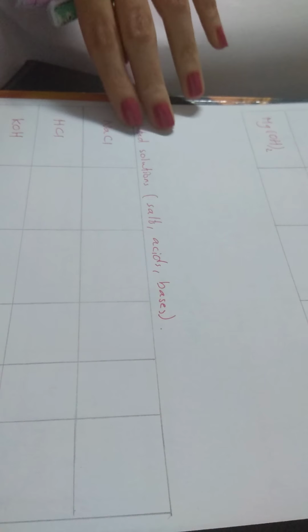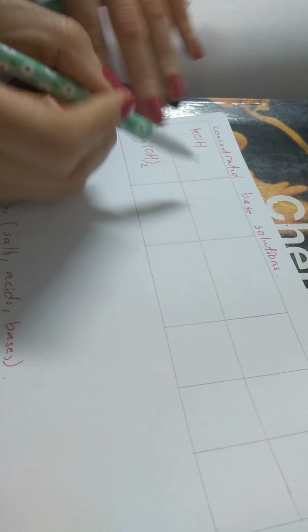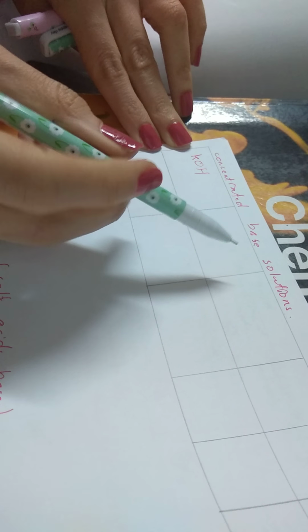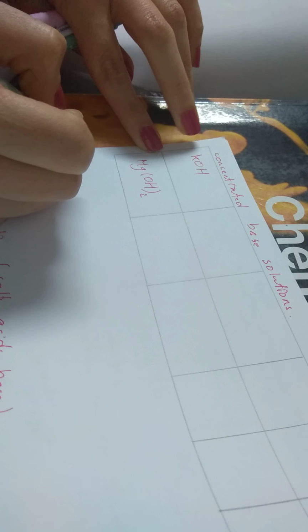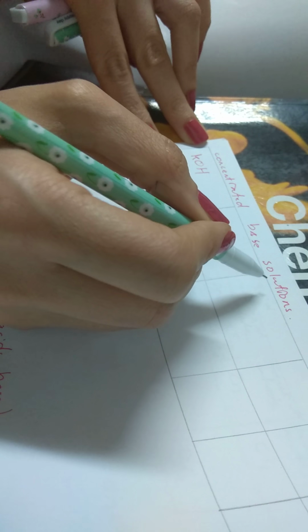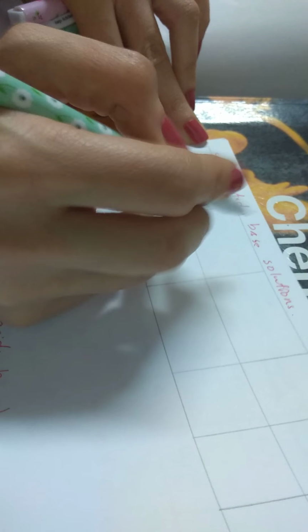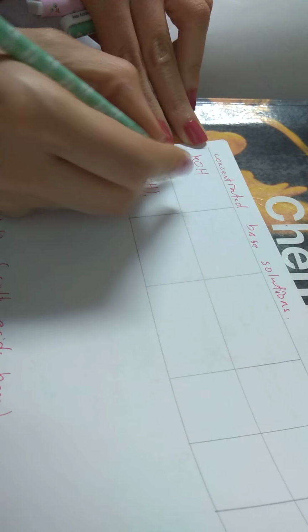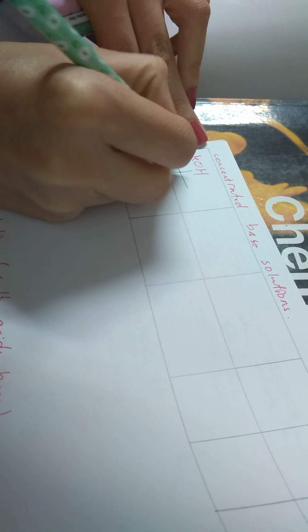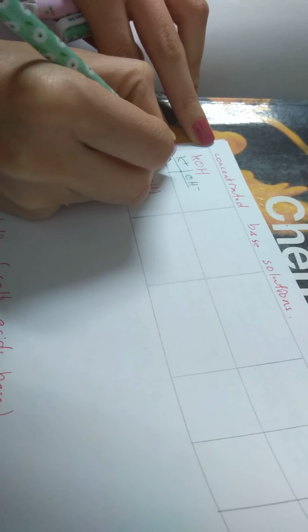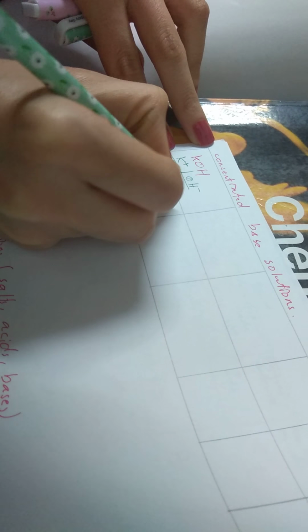Now, concentrated base solutions. So for each of them we have bases and we have concentrated base solutions. And as we said before, since they are solutions, they have the ions of H plus and OH minus, the ions of water. KOH: K plus, OH minus, and water, H plus, OH minus.